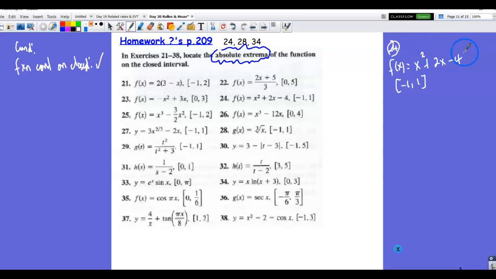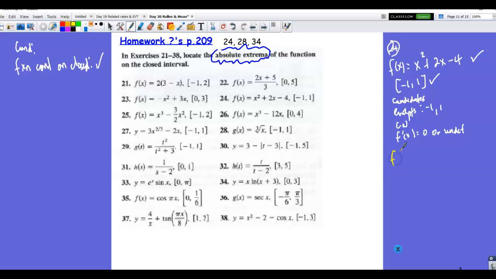So back over here to the right-hand side, in number 24, I have a quadratic function, which I know and you know is continuous everywhere. So it's certainly continuous on the closed interval, so we can apply the extreme value theorem. To apply the extreme value theorem, I'm going to need to identify the candidates. And the candidates are the endpoints, which we have already been given to be -1 and 1. And the other candidates are any critical numbers, which we will find by setting the first derivative equal to 0 or undefined.